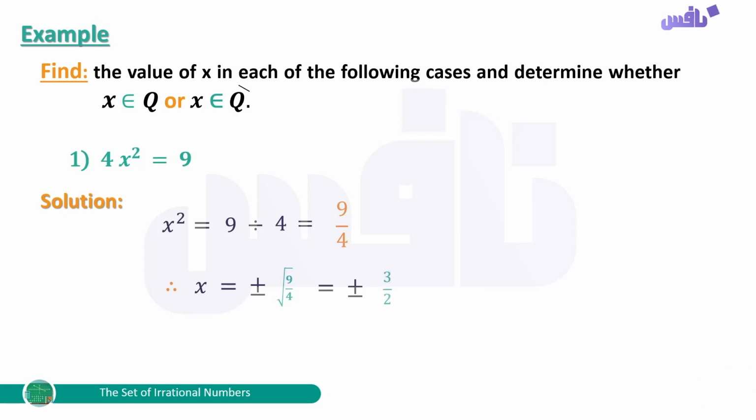طيب, is this answer belongs to q or q dash? As you see, this number is written in the form of a fraction 3 over 2. So it belongs to q. So we say that x belongs to q.